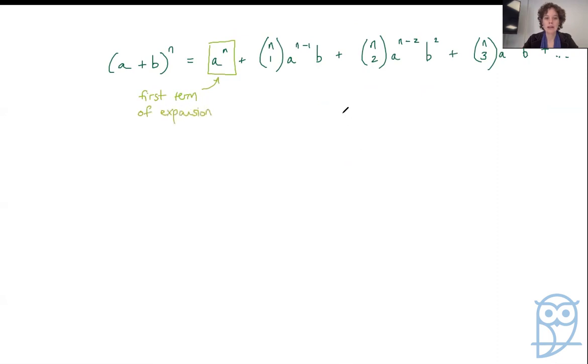Always a to the n. Here, this one is always the difference. And this one always matches. Okay, so we're starting to get some fun here.